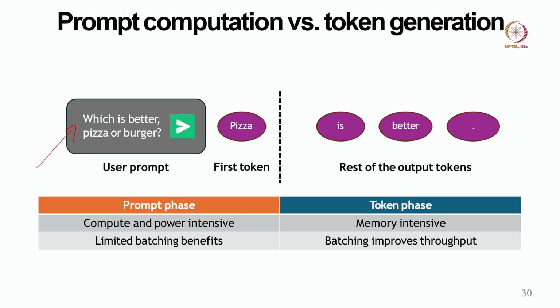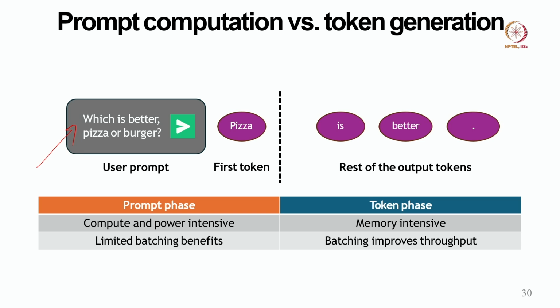As we already discussed many times, the prompt phase or the prefill phase is compute intensive. Not only compute intensive, it requires a lot of power. So, remember, more compute is equivalent to more power. It might not scale linearly, like 2x more compute may not be 2x more power, it may be even higher. Okay. And there is limited batching benefit.